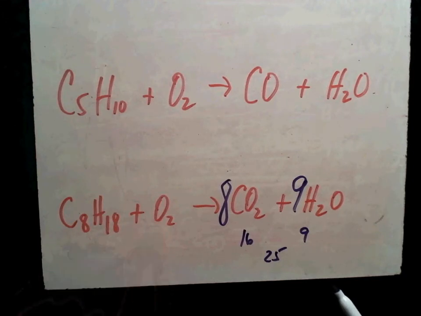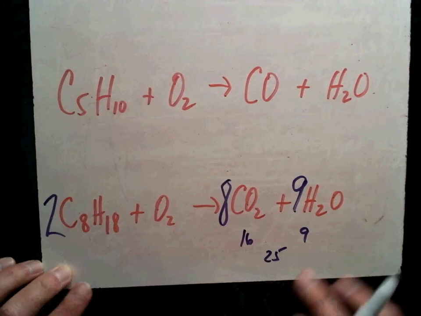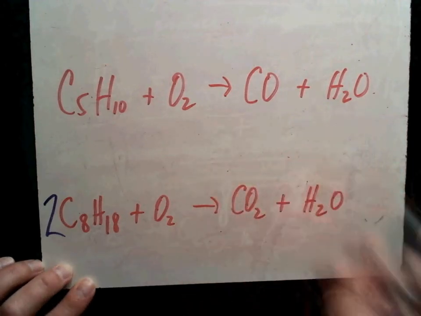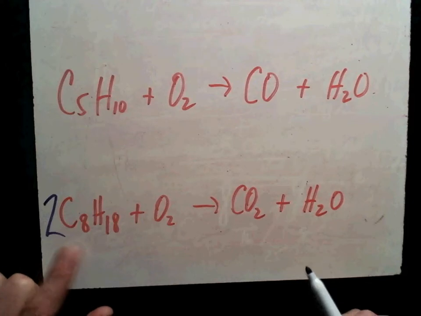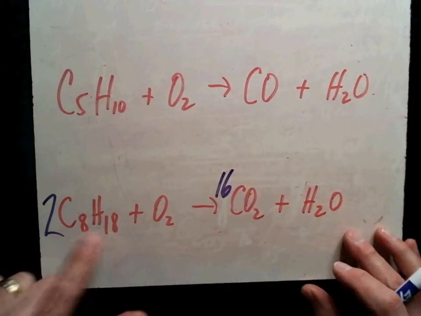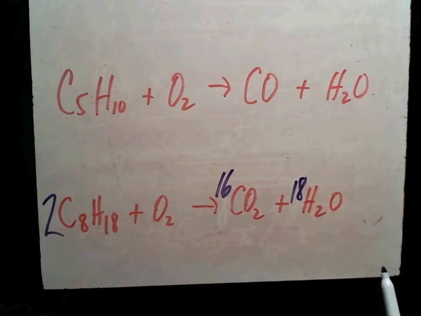Oh man, that doesn't work. So what do I do? Well, I go out front, put a big 2, and I just work it again. Now how many carbons? 8 times 2 is 16. Do it in different colors so it's easier to see. 18 times 2 hydrogens, so that's an 18.